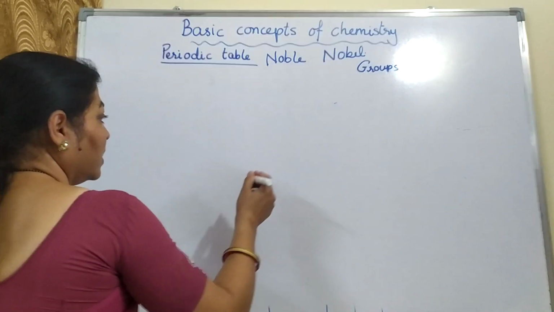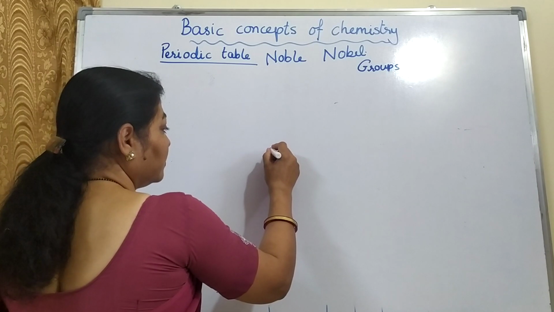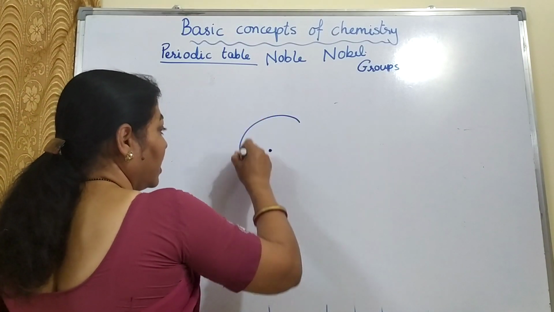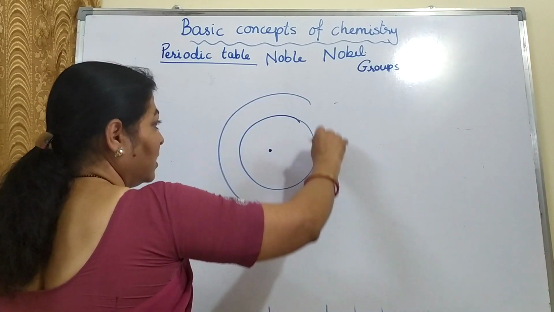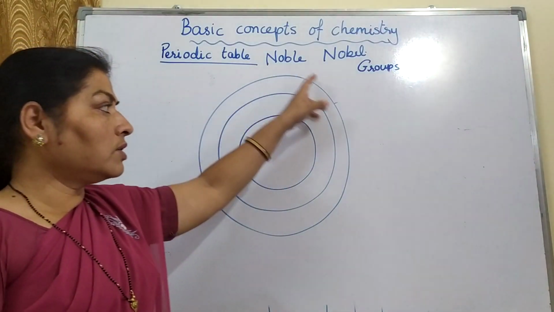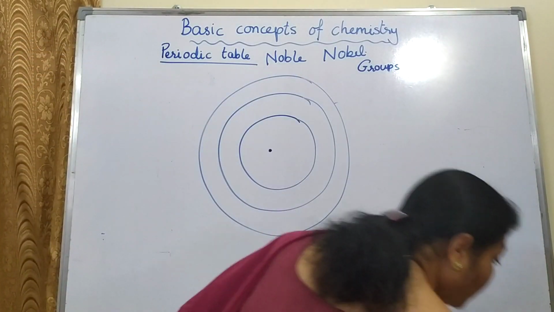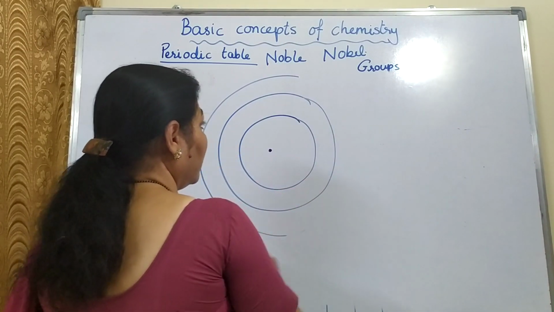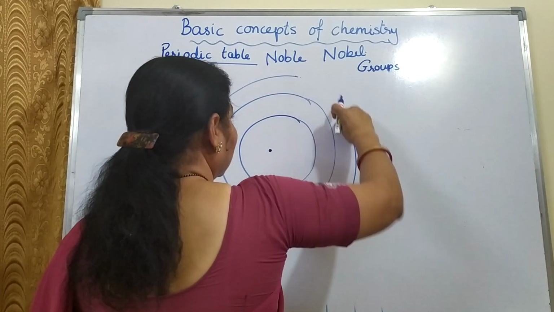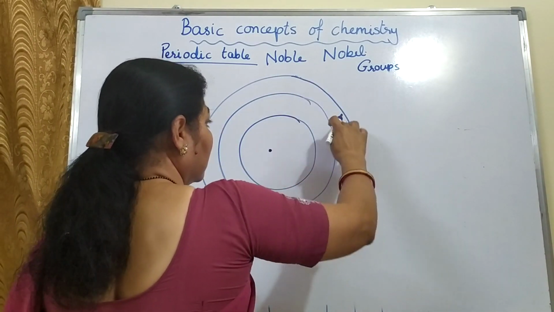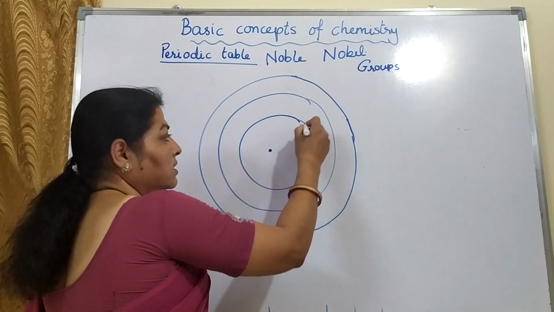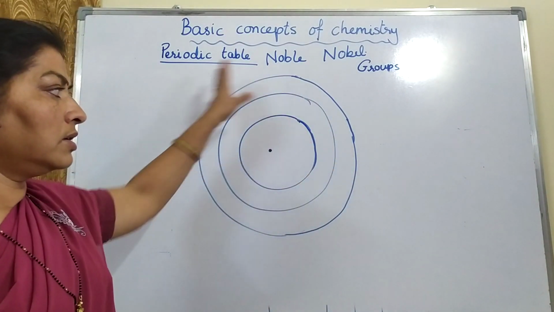So the atom is basically having two parts. One is the center of the atom and the other part is orbits. So these are the orbits. Orbits are nothing but circular paths. Okay. So this is the nucleus and these are the orbits.